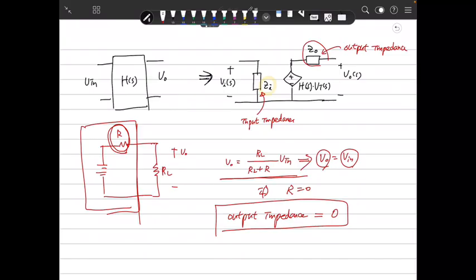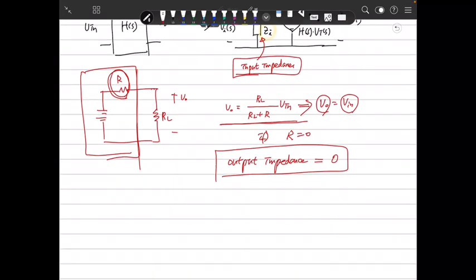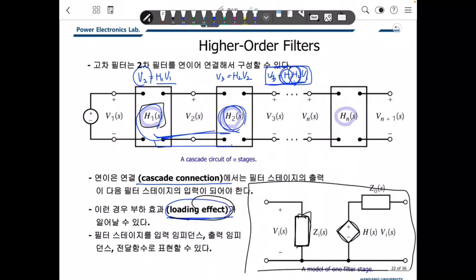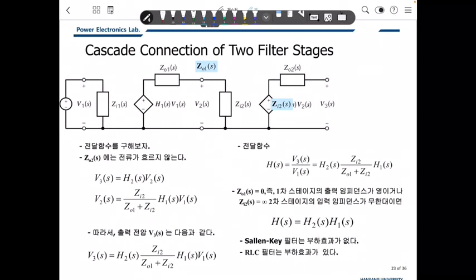Then there is no loading effect. In the other way, the input impedance should be infinite. Then there is no loading effect. So you connect the filters in this manner.